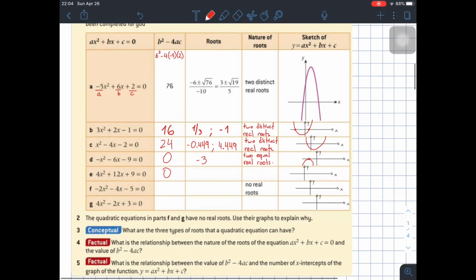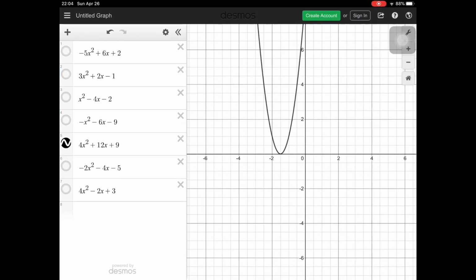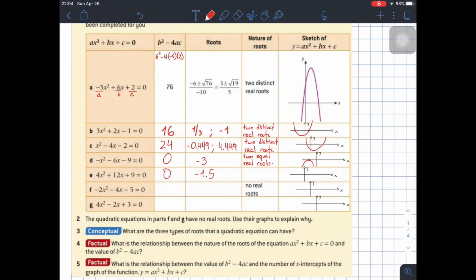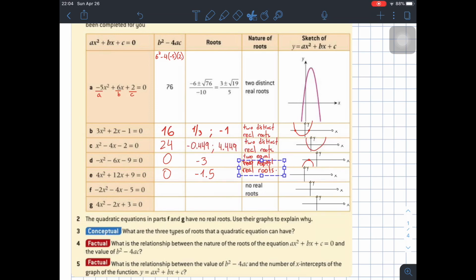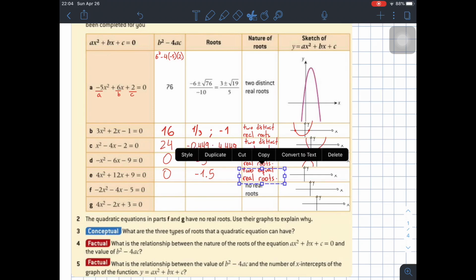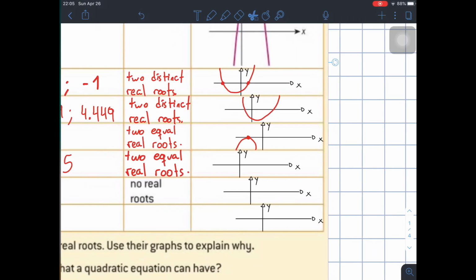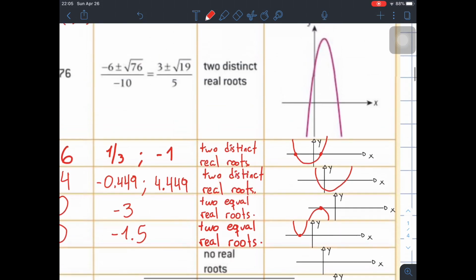If we graph this parabola, we would get something like this. You see that once again, the parabola touches the x-axis at only one point, which is at -1.5 and 0. So I'm going to write -1.5. Once again, we have two equal real roots, which is the same as saying one real root, right? So if we graph this, we get something like this over here. So the parabola touches the x-axis at one point.